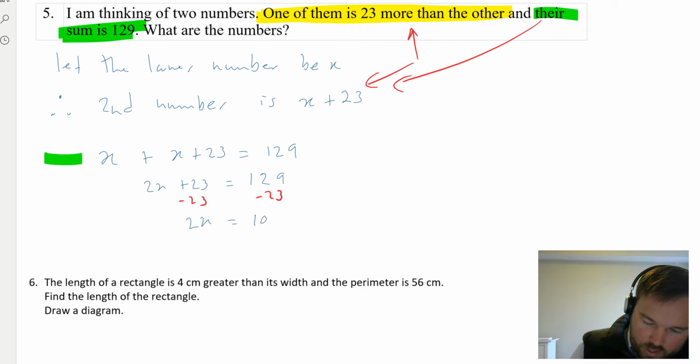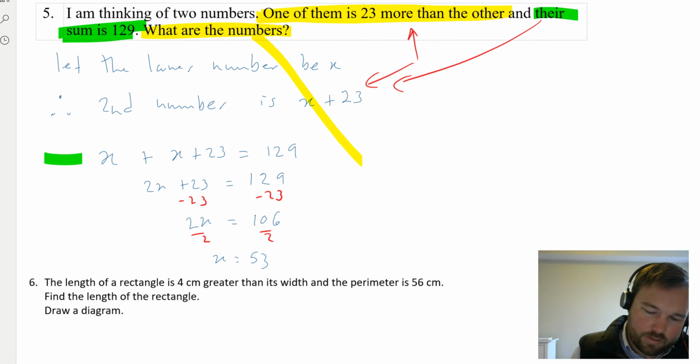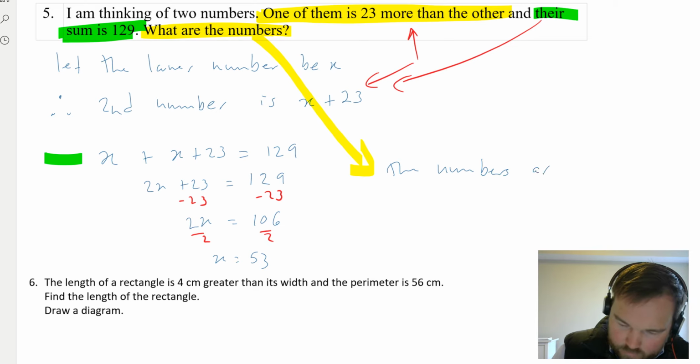2x is 106. Divide by 2. Divide by 2. x equals 53. So that, remember, is the first number. Lastly, we have to answer some sort of sentence. So what are the numbers? The numbers are 53 and 23 more than 53, so 76.